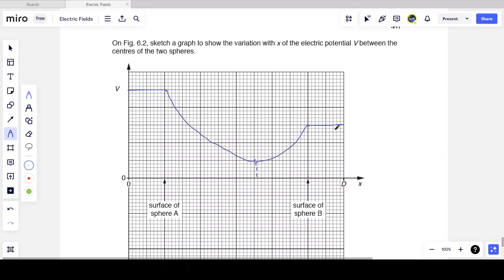Inside A and inside B, we have that the potential is constant because the electric field strength is 0, and the electric field strength is related to the gradient of the potential versus distance graph. And so if that's the case, gradient equal to 0 means straight horizontal line. And so you would have to draw this slightly better than I have, but you can see that this is a curve. It's not a straight line in between the two surfaces of the sphere.